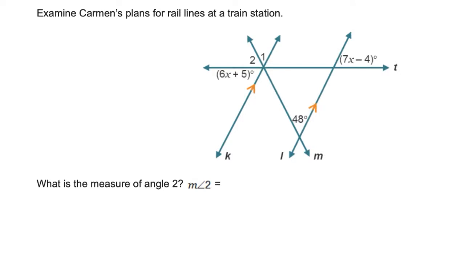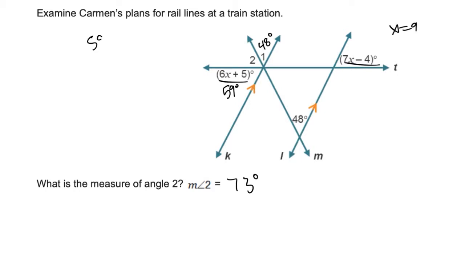Examine Carmen's plan. What is the measure of angle 2? Wow, we already found the measure of angle 2 as well, didn't we? So go back and see how we found the measure of angle 2. That was 73 degrees. We found 1 was 48 degrees. We set these two equal and found that x was 9, which then told us that this was 59 degrees.